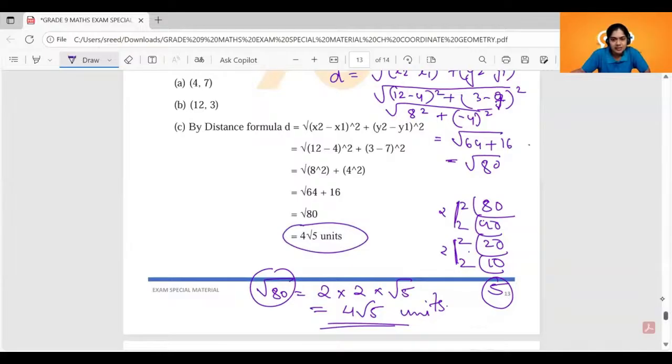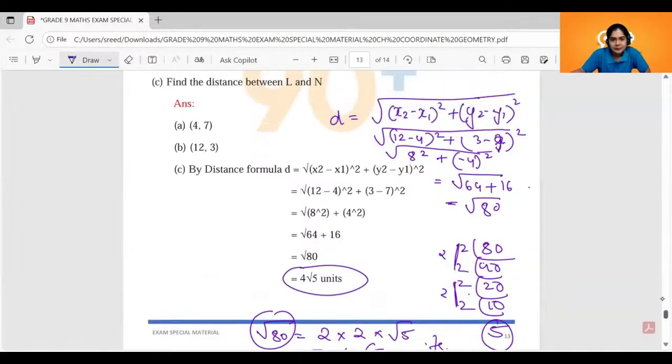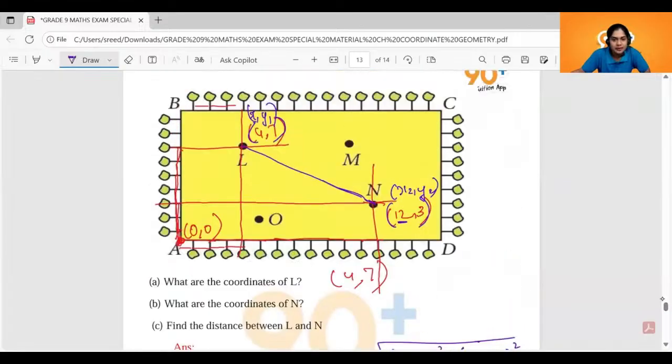And that is the distance between L and N. You can also use the Pythagoras theorem, because you can find the distance, right? This distance is how much? 1, 2, 3, 4. 4. And what about this distance? See the distance from here: 1, 2, 3, 4, 5, 6, 7, 8. This is 8 and this is 4. So you can use the Pythagoras theorem. So what will be LN square? LN square is equal to 4 square plus 8 square.